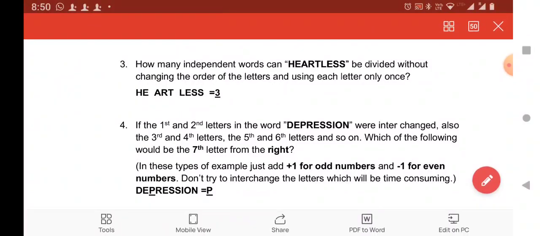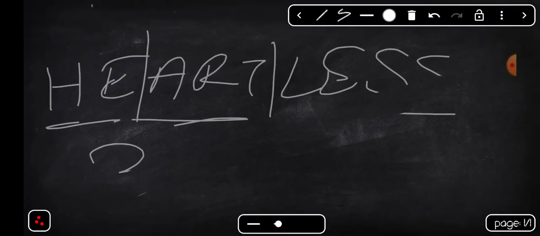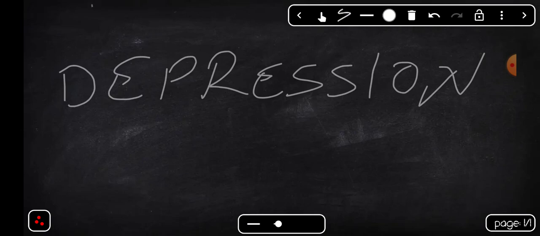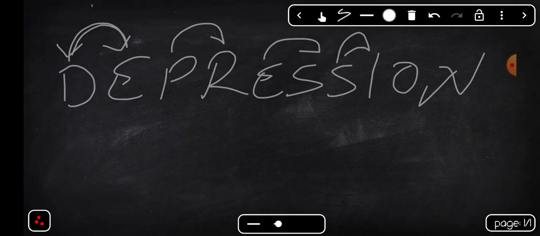Okay, let us use the blackboard, then I can make you understand better. What is the word? It is DEPRESSION: D E P R E S S I O N. What does the question say? If the first and second letters of the word depression were interchanged, this one comes here and that one goes there, and third and fourth, fifth and sixth, 7 and 8, 9 and 10, all are interchanged, then which of the following would be the 7th letter from the right end?